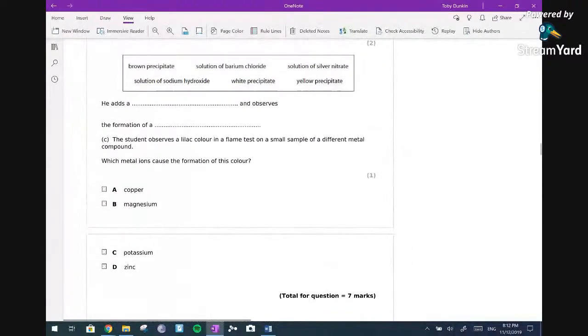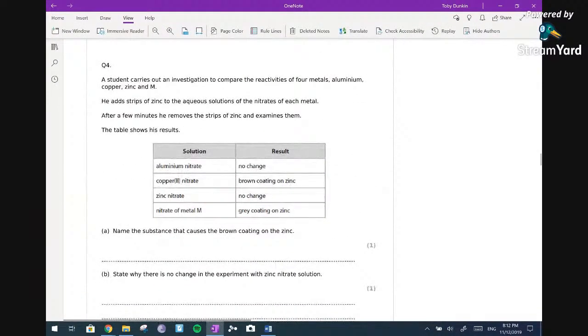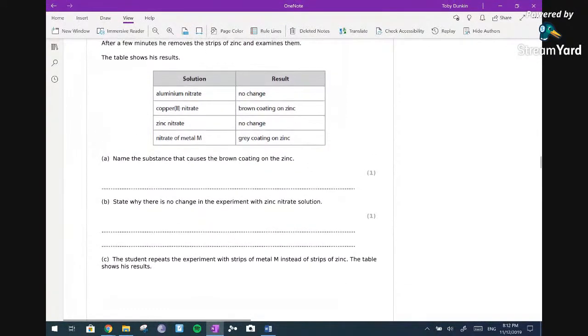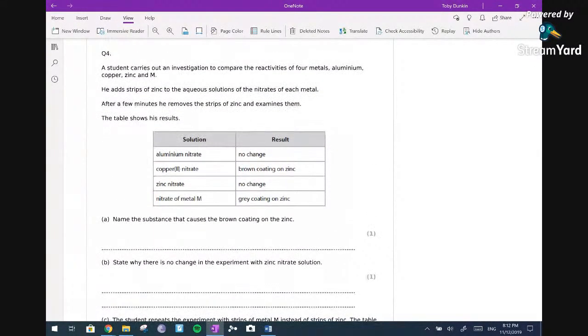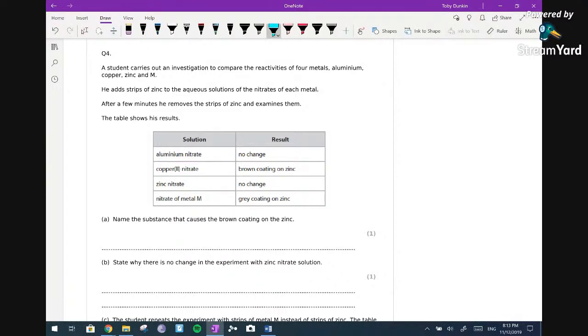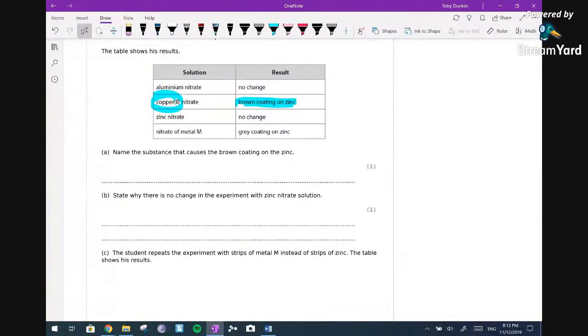This isn't reactivity now. This is just chemical tests making an appearance. Name the substance. Right, so we now say a student carries out an investigation of 4 metals. He adds zinc to aqueous solutions of the nitrates of each metal. After a few minutes, he removes the strips of zinc and examines them. Name the substance that causes the brown coating on the zinc. Brown coating. So let's spot the brown coating. It's going to be forming copper metal. There's my answer.